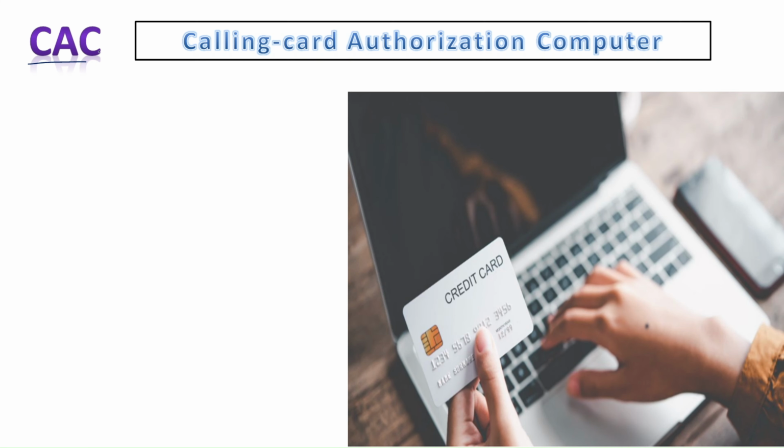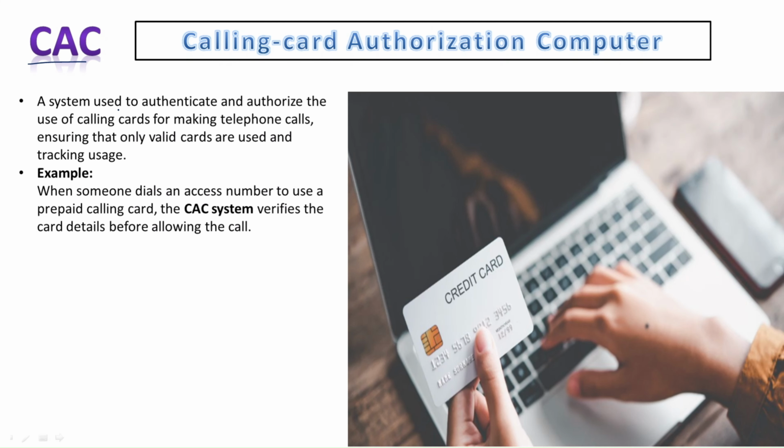Next is CAC, that is Calling Card Authorization Computer. So it is a system used to authenticate and authorize the use of calling cards for making telephone calls, ensuring that only valid cards are used and tracking usage. For example, when someone dials an access number to use a prepaid calling card, the CAC system verifies the card details before allowing the call.